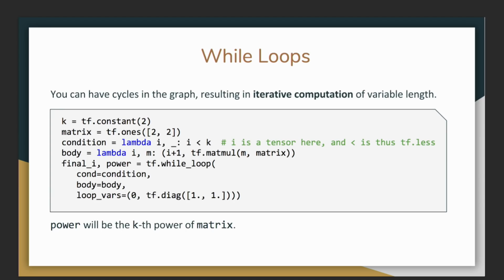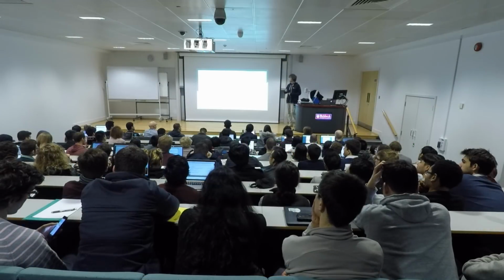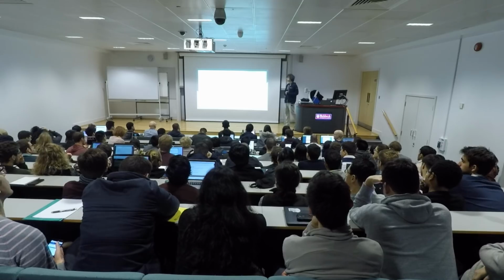This condition is the graph that will be executed to evaluate if you need to do another iteration, while the body will be the graph that is executed at each iteration. Both the condition and the body will be passed the same tensors. It just happens that the condition only looks at one of them, so I put an underscore there. Then you define a while loop by passing condition, body, and initial values for the loop vars. The loop vars are the variables that will be passed both to body and the condition at each cycle. And at the beginning, they will have a value of 0 and just a diagonal of 1s.